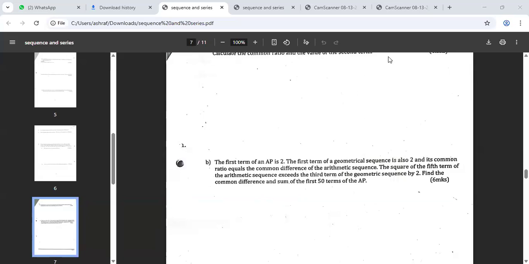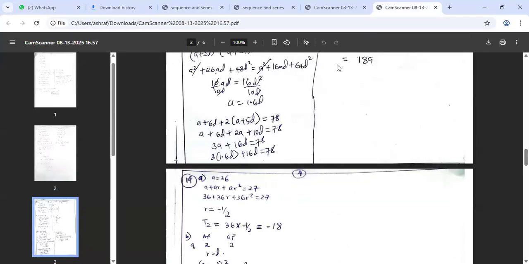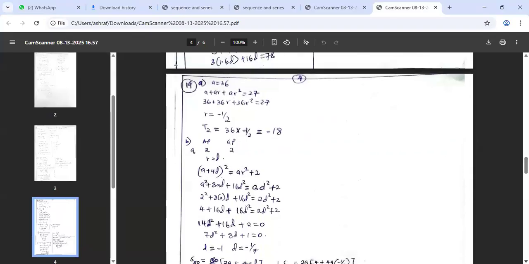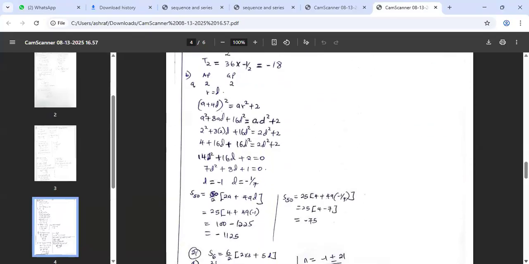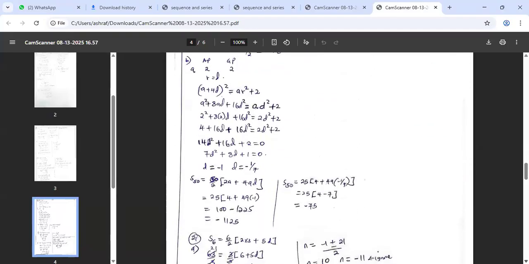Okay. So I got -1 and -1/7. And the sums -11/25 and -75. So this is how we work it out. So we had been told that the first term of the AP is 2, and also the first term of the GP is 2. Then we are also told that R is equal to D.